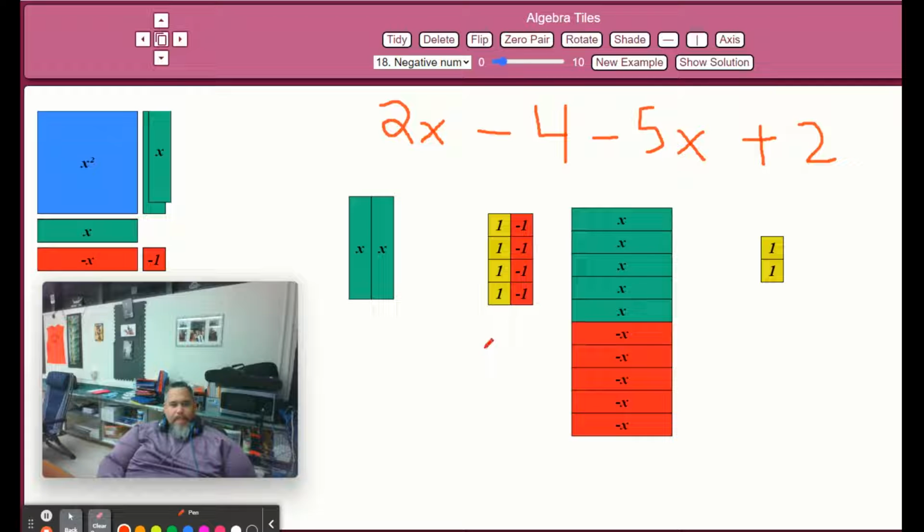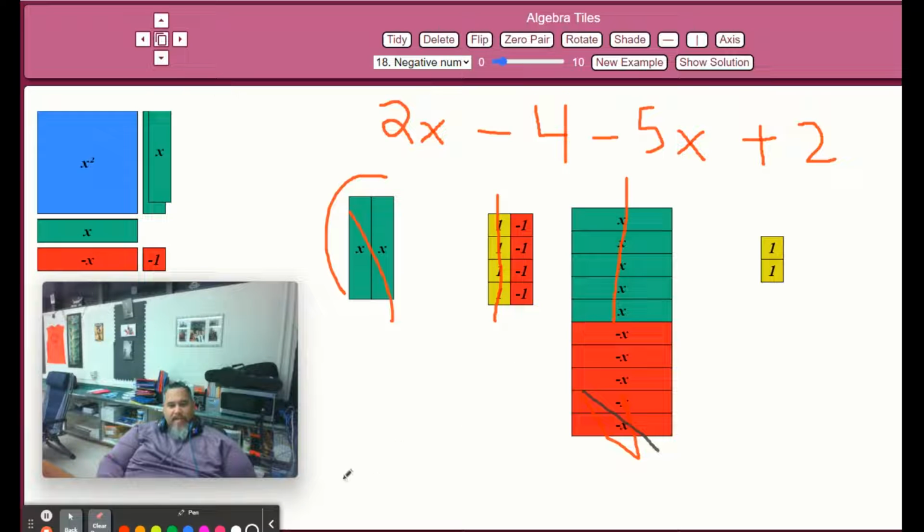But all right, so what we're going to do here is just zero pair everything, right? I've got 2x and I want to take away 5x. I want to take away 4. So here we go, I'm going to take away 4. Cool. Then I want to take away 5x. Well, cool, I just so happen to have 5x right there. And then I want to add 2. Okay, cool. But before I do that, I'm going to zero out these two with these two right here. Let me get a different color. And so what do we have?